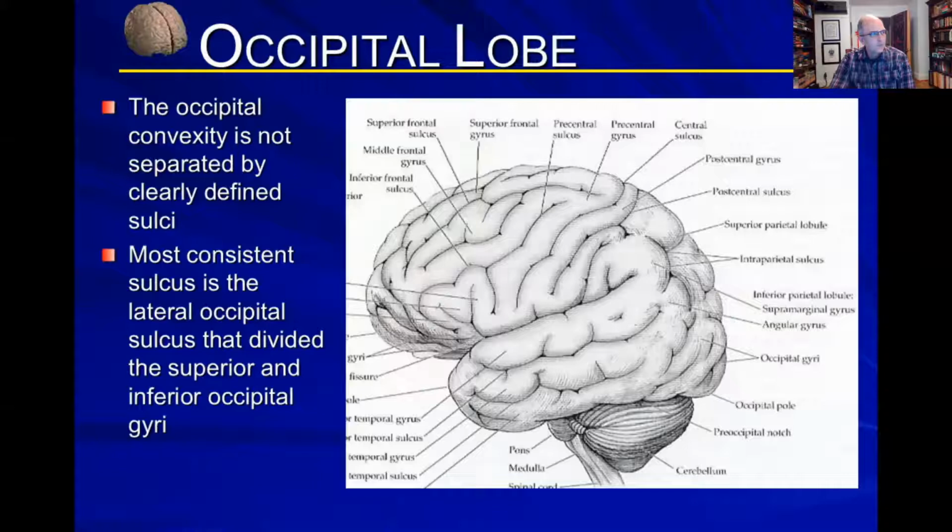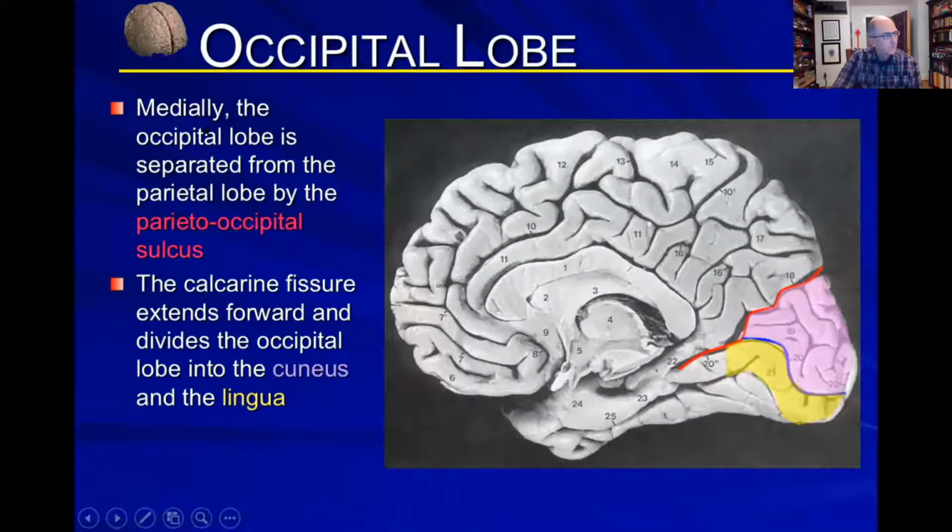All right, occipital lobe. The occipital convexity is not as well defined and is not well separated by clearly defined sulci. The most consistent sulcus is the lateral occipital sulcus that divides the superior and inferior occipital gyri, and we'll look at that from the medial surface in a second as well. Medially, the occipital lobe is separated from the parietal lobe by the parietal occipital sulcus. The calcarine fissure extends forward and divides the occipital lobe into the cuneus and lingula.